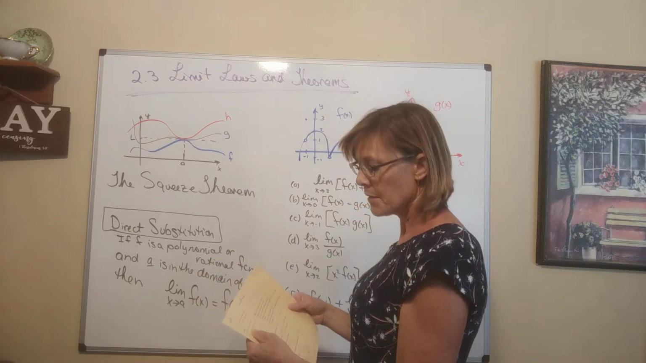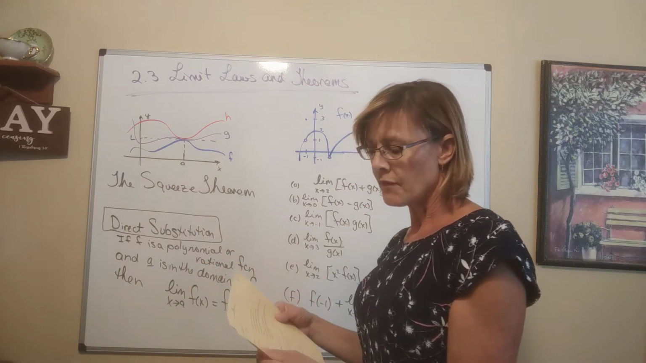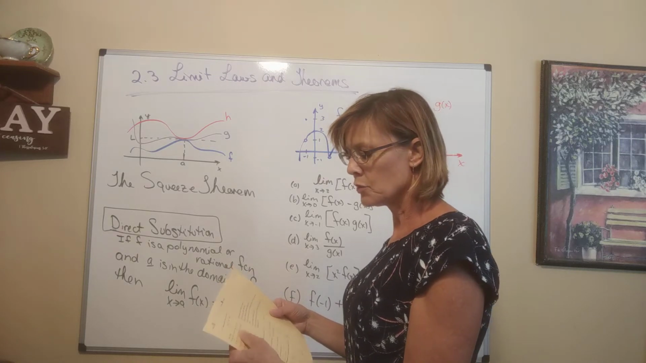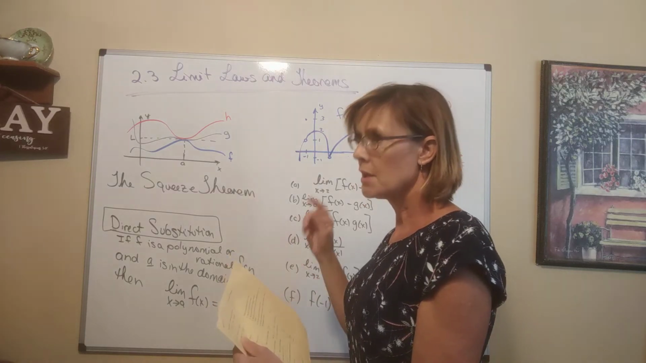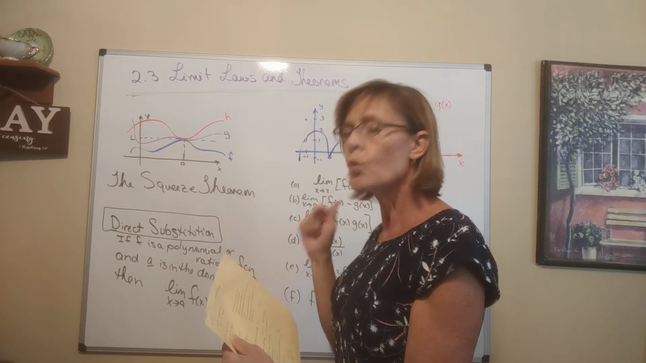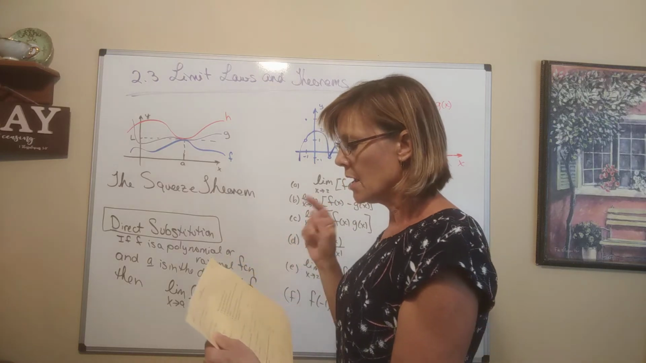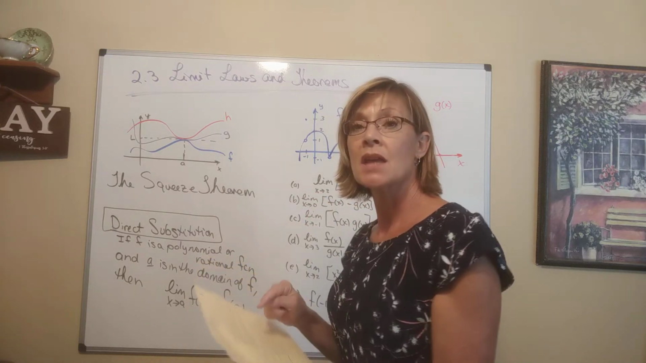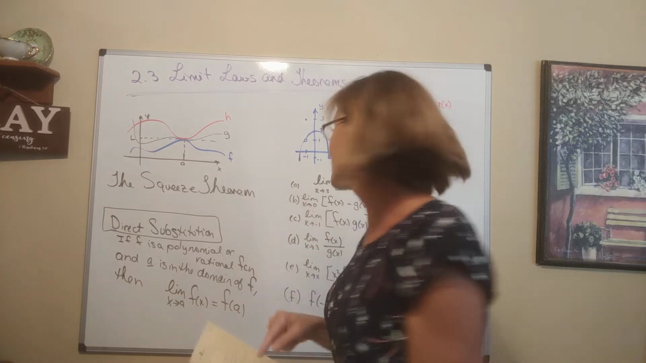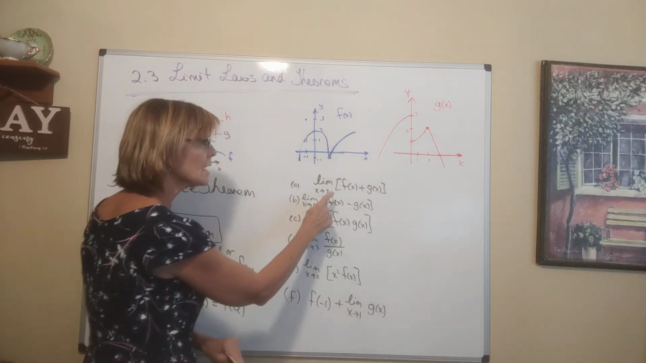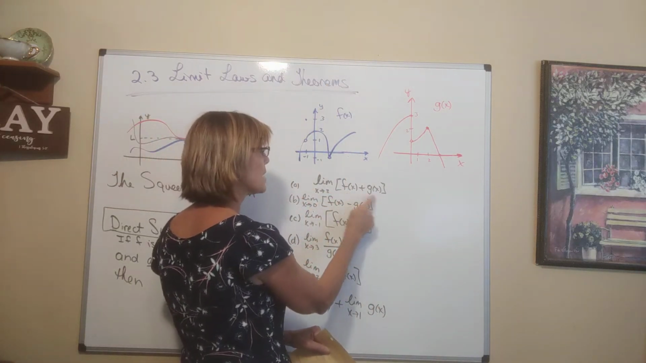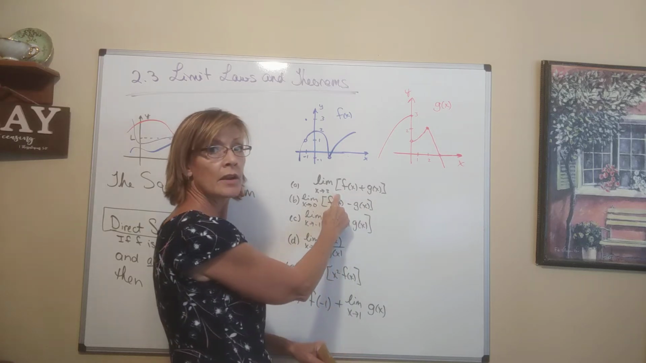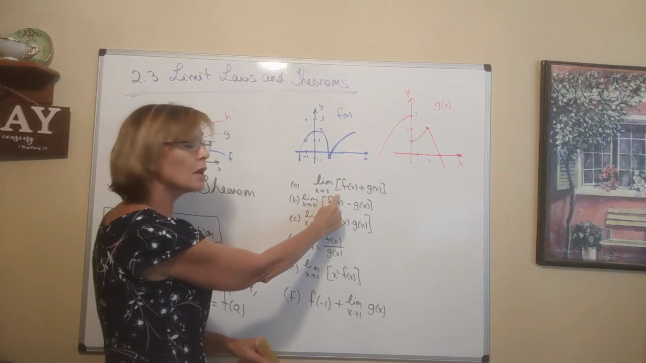Number one says the limit as x goes to a of f of x plus g of x is equal to the limit of f of x plus the limit of g of x. And so in words, the first rule says the limit of a sum is the sum of limits. Look at A right here. We're going to do this one, but we're going to apply that rule.